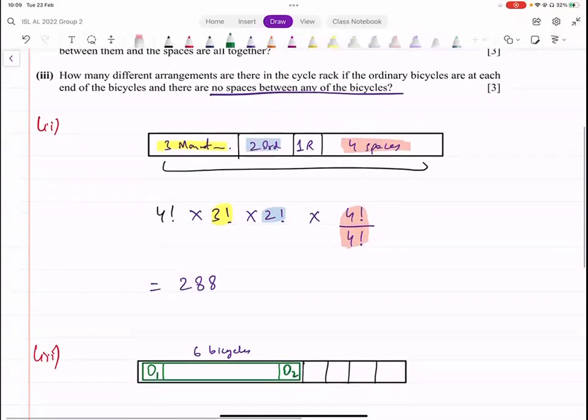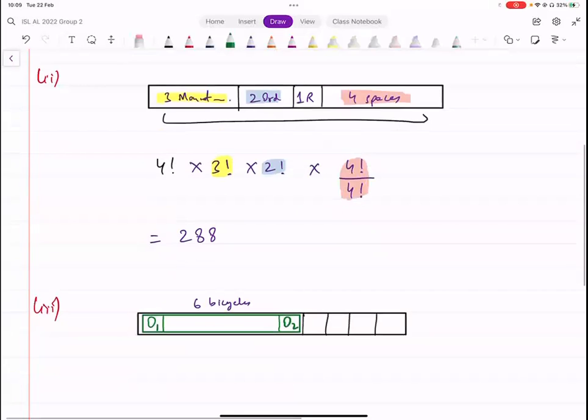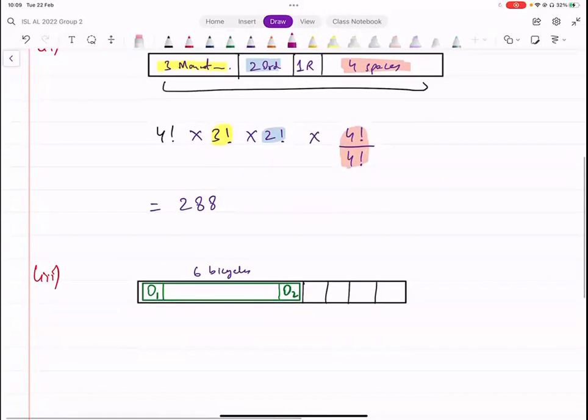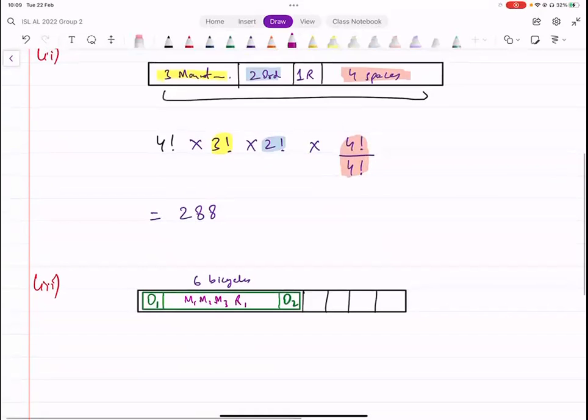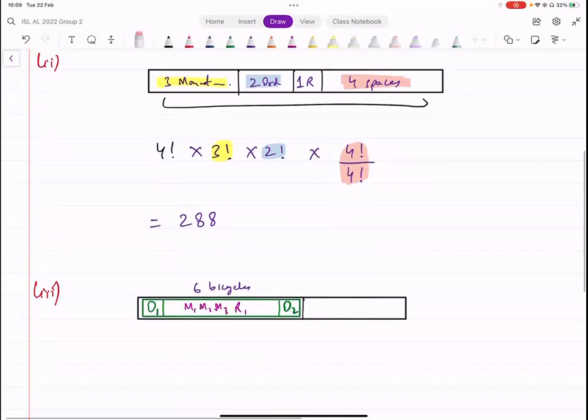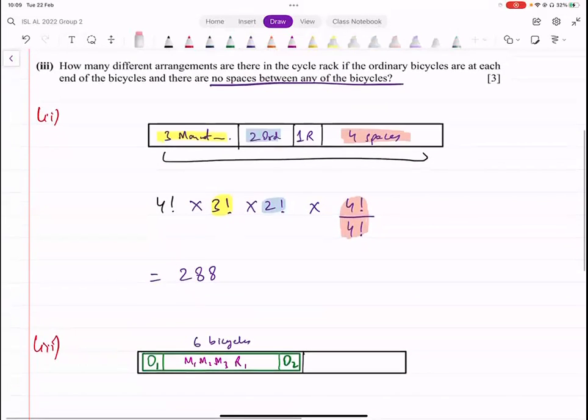अब दरम्यान में क्या हो सकता है? There is no restriction for the bicycles that we have in the middle. So you could have anything in the middle. यहाँ पे आपके पास कितनी bicycles रहेगी दरम्यान में? You have 3 mountain, M1, M2, M3, and 1 racing, R. Is that okay? Do we make 1 box for the spaces as well? Yes? Or no?